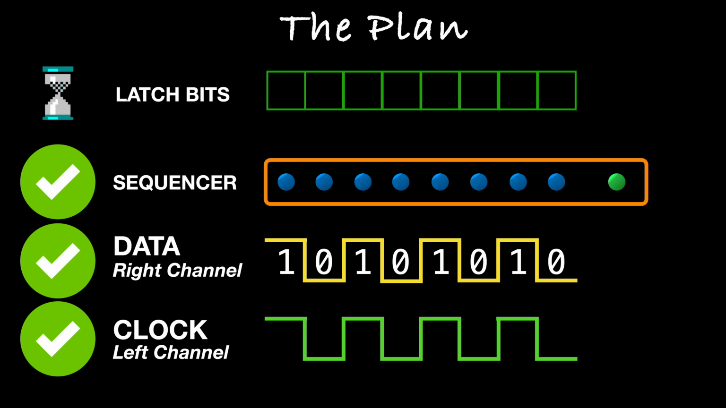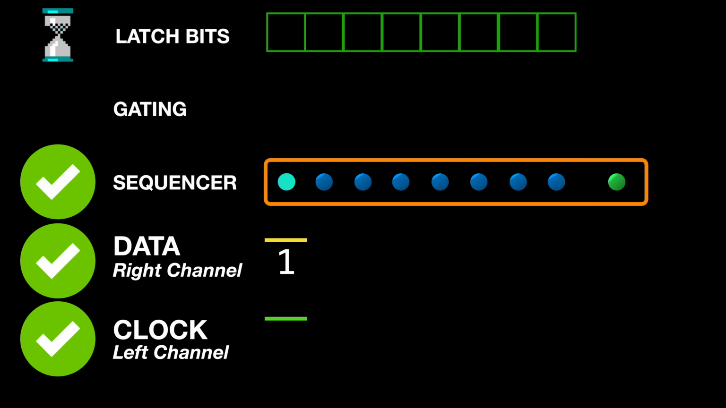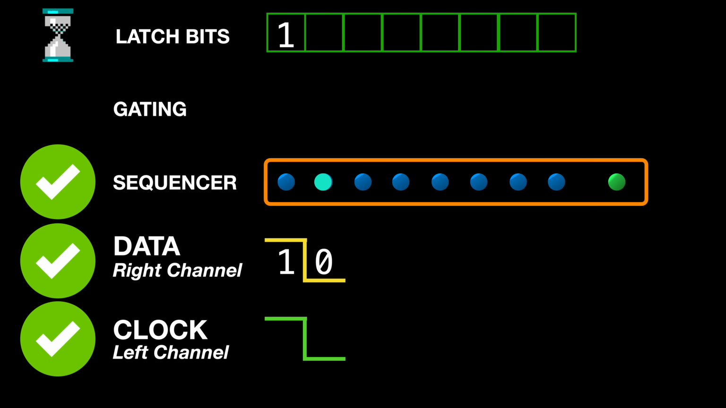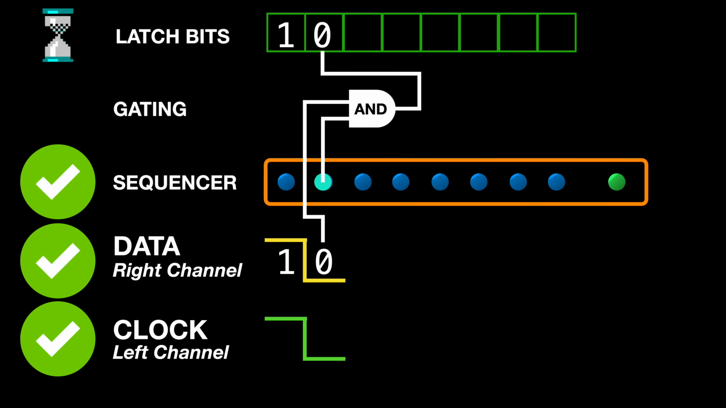And we can do this by creating a gate that performs a logical AND function between the data value and the corresponding sequencer step. In this case, a data input of 1 and the sequencer step of 1 will result in a 1 being placed in the latch bit. Whereas in the next step, a data input of 0 and a 1 from the sequencer step would result in a 0 in the corresponding latch bit.